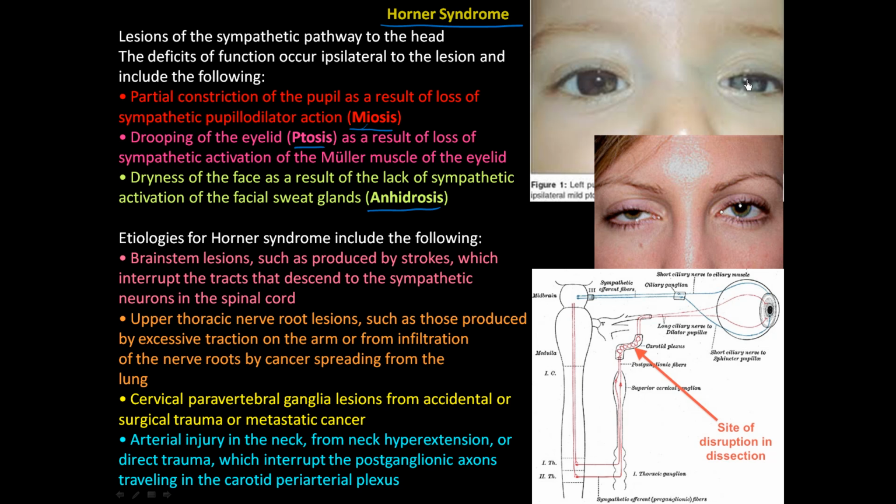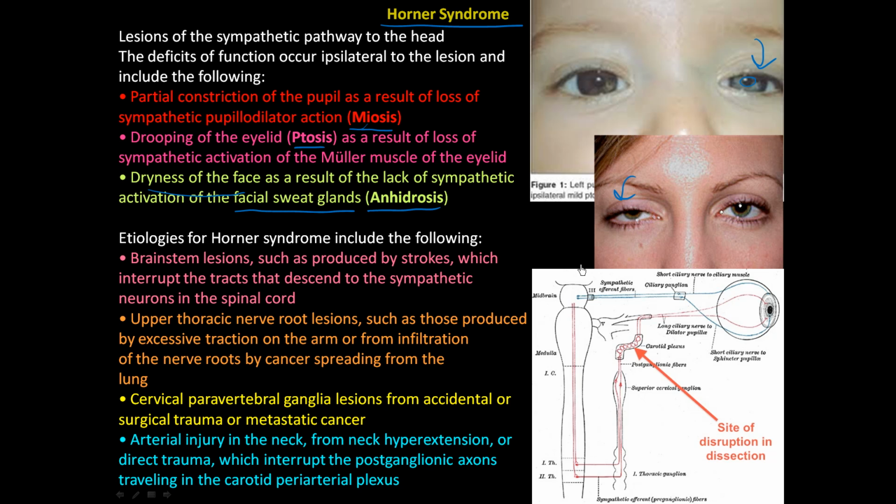You see a constriction of the pupil here in this infant. In this child, you see constriction in this pupil, and that's because somehow the sympathetic nerve has a lesion in it. You see a drooping eyelid, and that's called ptosis, and that is a result of the loss of sympathetic innervation to the Müller muscle of the eyelid. And you get anhidrosis, a dryness of the face as a result of the lack of sympathetic activation to the facial sweat glands.